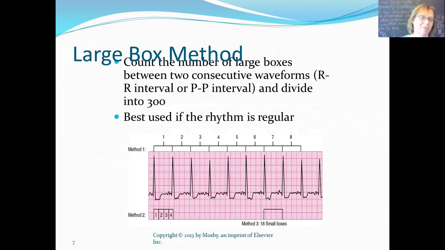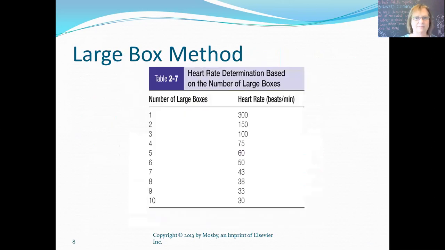It's best used if the rhythm is regular. This is a really important point. If you've got an irregular rhythm, the rate I calculate between 2 beats, like let's say the 3rd and the 4th beat on the strip, might be different than between the 6th and the 7th beat on the strip, depending on how irregular it is. So with the large box method, you're counting the number of large boxes and dividing it into 300. All right, so there you go. That just gives you the summary of them.